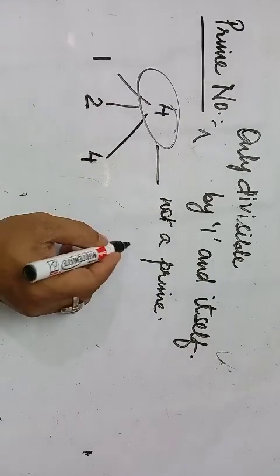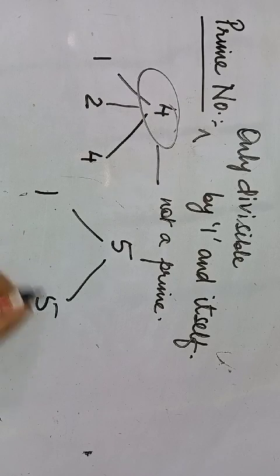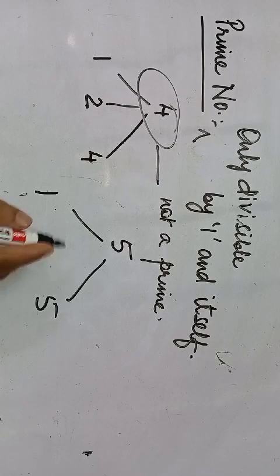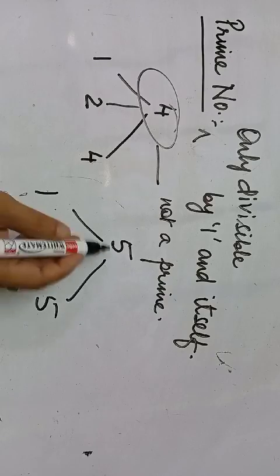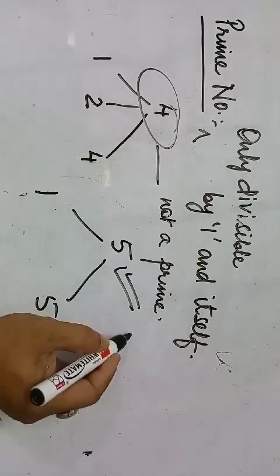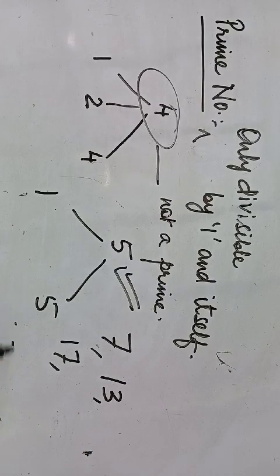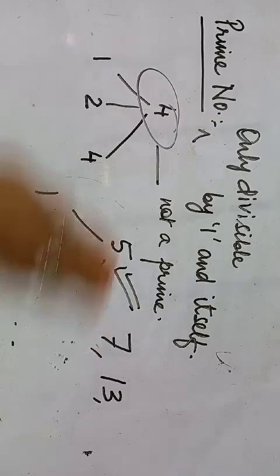Okay, now look at 5. 1 can divide 5, 5 can divide itself. Are there any other numbers apart from 1 and 5 which can divide 5? No. So 5 becomes a prime number. Similarly, 7 is a prime number, 13 is a prime number, 17 is a prime number, and so on and so forth. Okay, so prime numbers, usually you tend to remember. It is actually co-prime that you don't remember. Okay, so let's discuss about co-prime numbers.